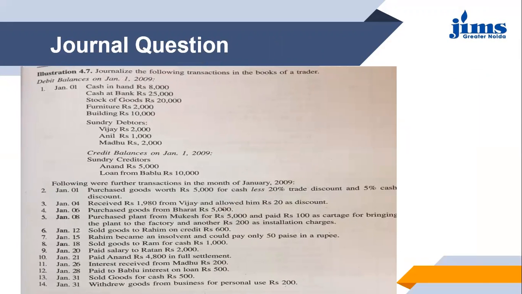1st January, it is saying the debit balances on 1st January 2009 are cash in hand 8,000, cash at bank 25,000, stock of goods 20, furniture 2,000, building 10,000. And there are sundry debtors, Vijay, Anil, Madhu. Now you all know very well up till here that cash in hand, cash at bank, stock, furniture, building or debtors are certain assets for the business.